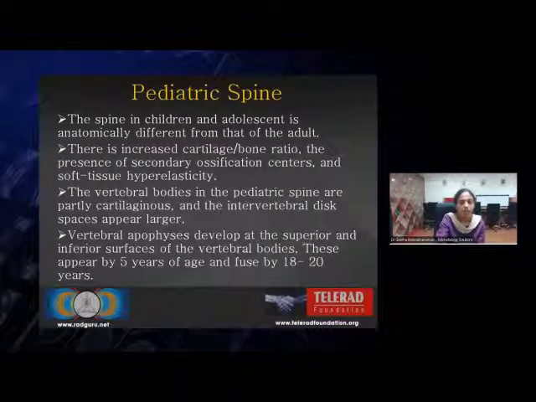Coming to the pediatric spine, the spine in children and adolescents is anatomically different from that of the adult. There is increased cartilage-bone ratio, the presence of secondary ossification centers, and soft tissue hyperelasticity. Vertebral bodies in the pediatric spine are also partly cartilaginous and the intervertebral disc spaces appear larger. Vertebral apophyses develop at the superior and inferior surfaces of the vertebral bodies. They appear by 5 years of age and fuse by 18 to 20 years.